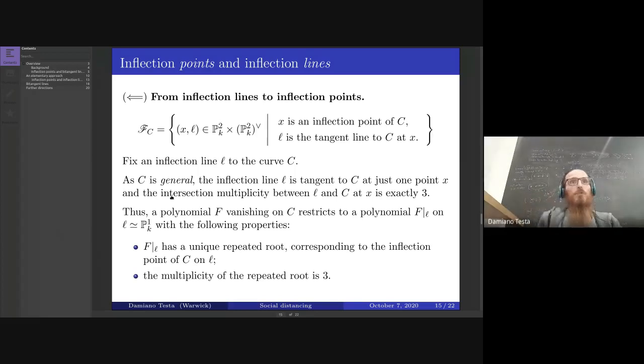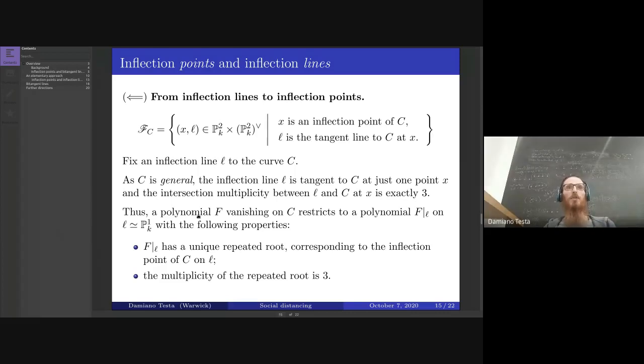So what happens if I do the same argument, but now remembering the coordinates of my line L? So I'm going to fix my inflection line. I have the same set FC, and we're looking for a general line as usual. So our inflection line is going to be a tangent line just at X, and besides being tangent, it actually has multiplicity exactly 3, because it's general and it's an inflection line. So it's not just tangent, it has a multiplicity 3.